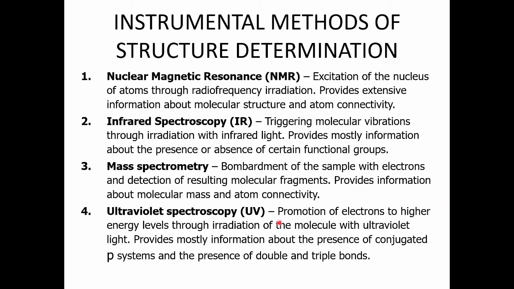And finally, we also have ultraviolet spectroscopy, or UV spectroscopy. And this works by promoting the electrons to a higher energy level using ultraviolet light instead of infrared light. And this is mostly used to gain information about conjugated pi systems, as well as the presence of any double or triple bonds.